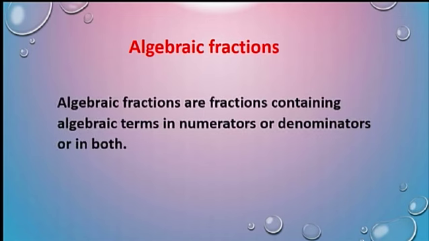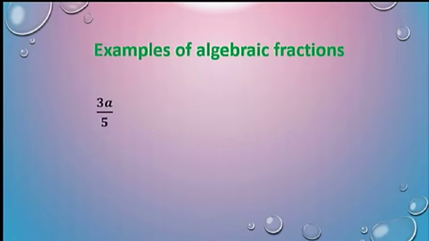Algebraic fractions are fractions containing algebraic terms in numerators or denominators or in both. For example, 3a over 5. As you can see here, we have an algebraic term in the numerator. The second one, 3 over a, the algebraic term is in the denominator. Here again we have an algebraic fraction with algebraic terms in the numerator. Now look at this one, m over 5n. We have algebraic terms in both numerator and denominator.